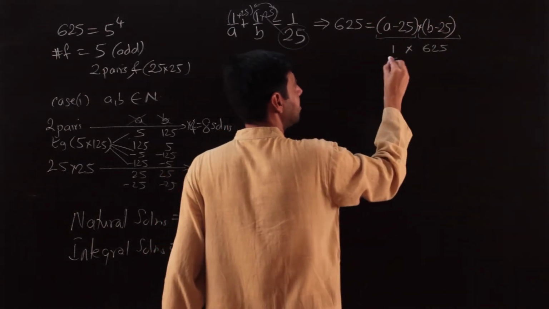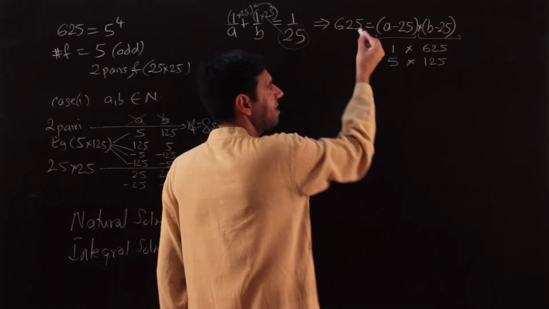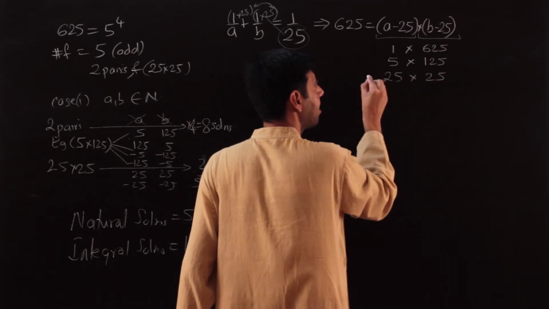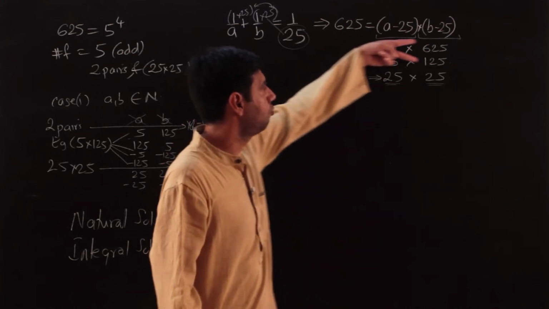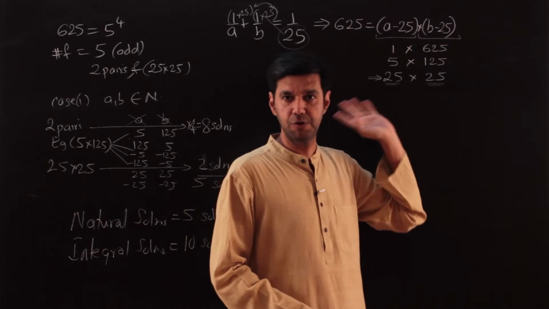2, 3, 5. 5 is the next. 5 into 125. 10, 15. Only 5s are there. So the next is going to be 25 into 25. And if you look at 25 into 25, both are identical, right? So these are the 2 pair that we were talking about. What are those 2 pair? 1 into 625, 5 into 125.